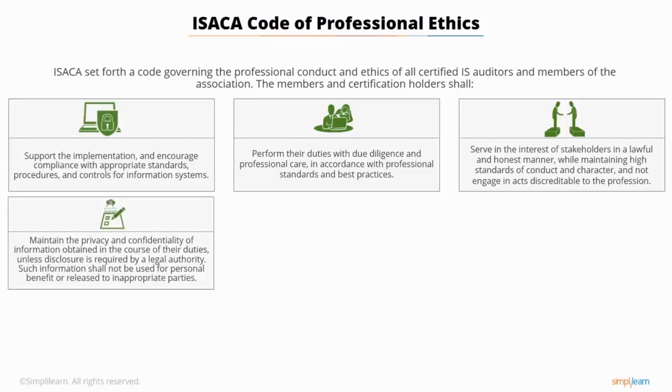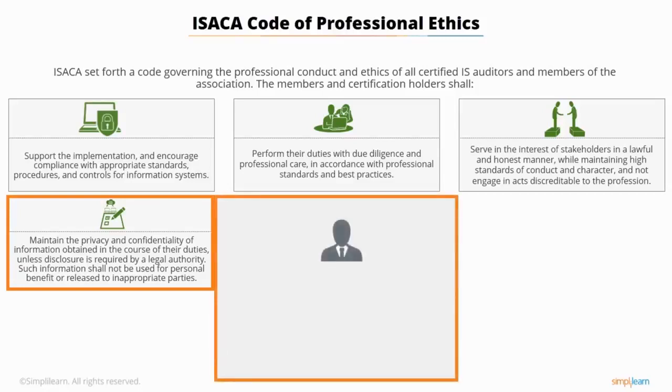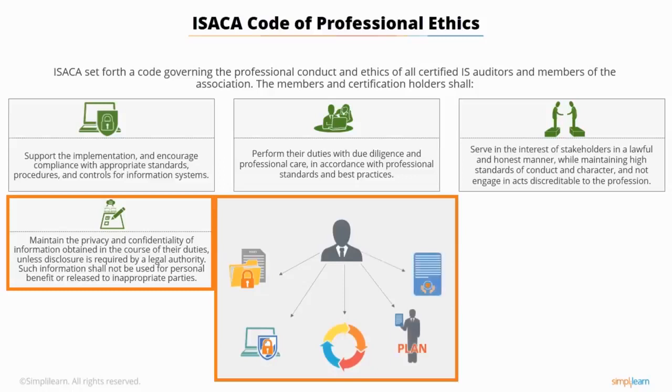Maintain the privacy and confidentiality of information obtained in the course of their duties unless disclosure is required by legal authority. Such information shall not be used for personal benefit or released to inappropriate parties. Now, this last one requires some extra commentary. As an IS auditor, you're going to see all sorts of confidential information, perhaps be exposed to proprietary data, processes, plans, personnel information, that sort of thing. You must make confidentiality a cornerstone of your professional ethics.